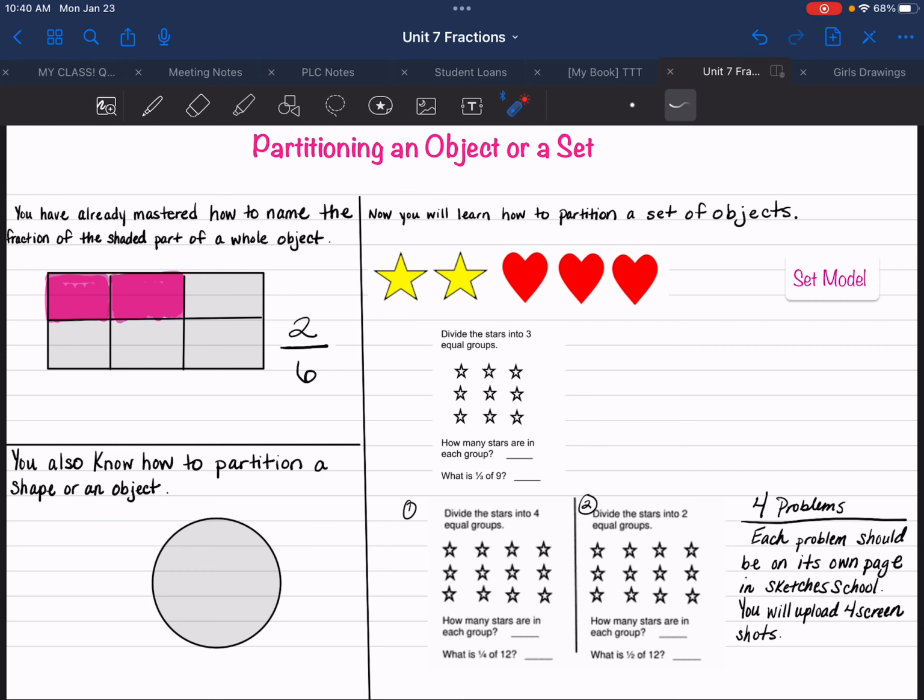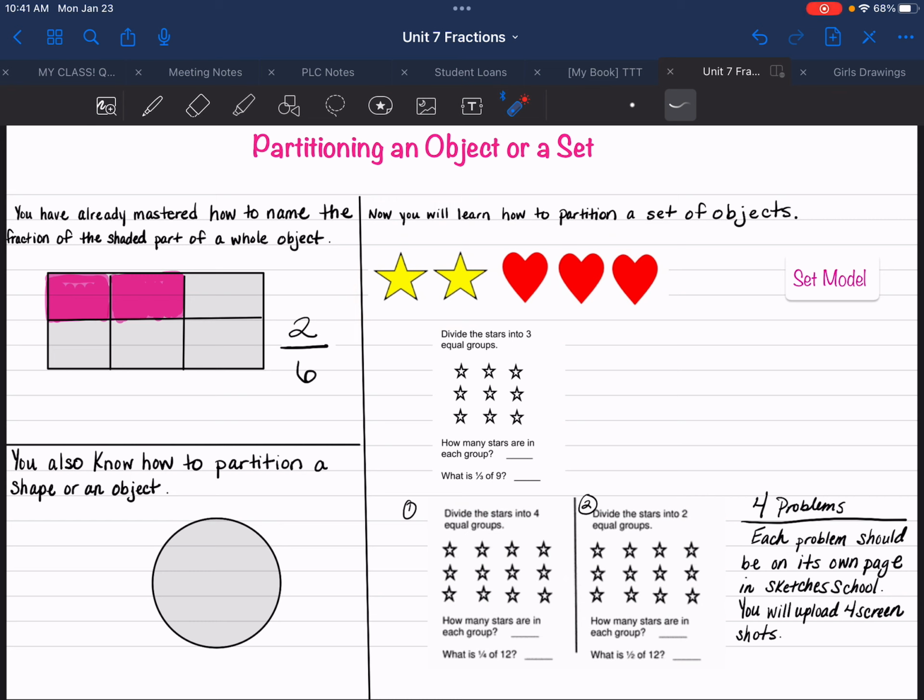Now we're going to do more problems like this, except now you will learn how to partition a set of objects, not just one object. Okay? So let's look at this set right here. I have 2 stars and I have 3 hearts, and this is my set. What do we like to call it whenever we're referring to our set of objects? We call it a set model.